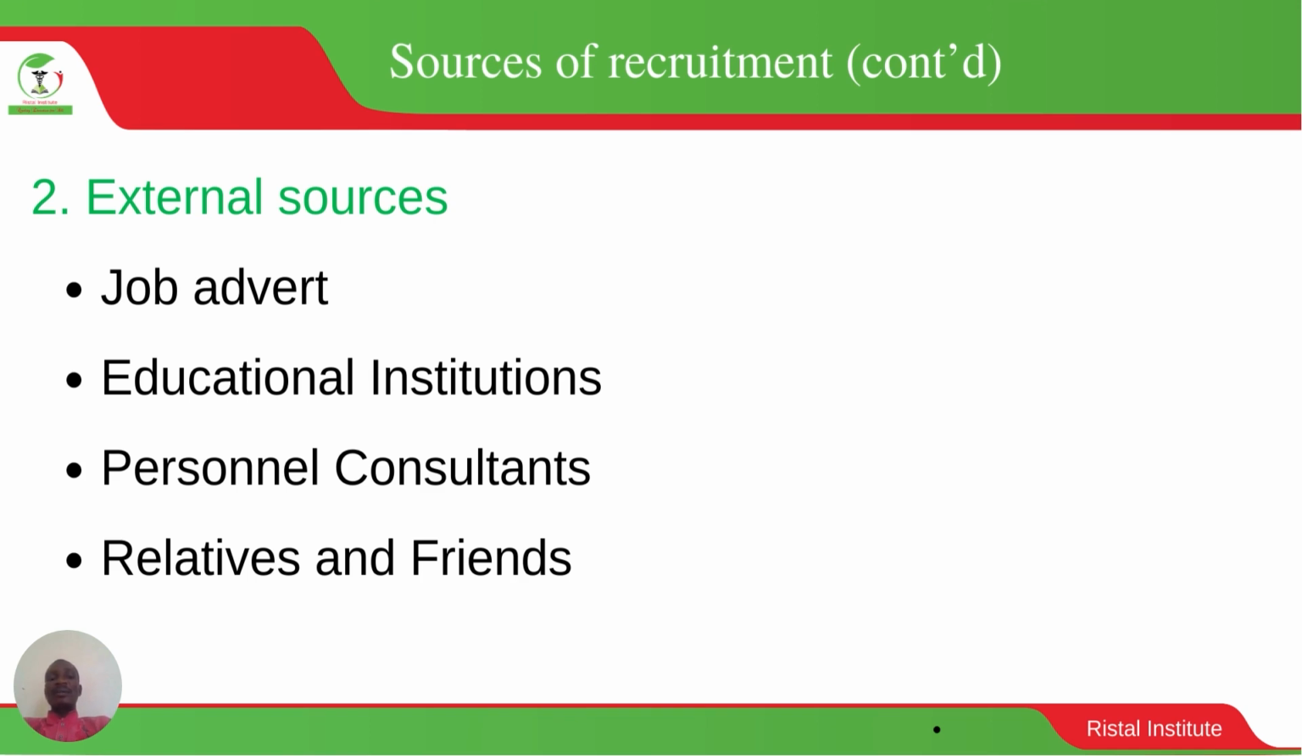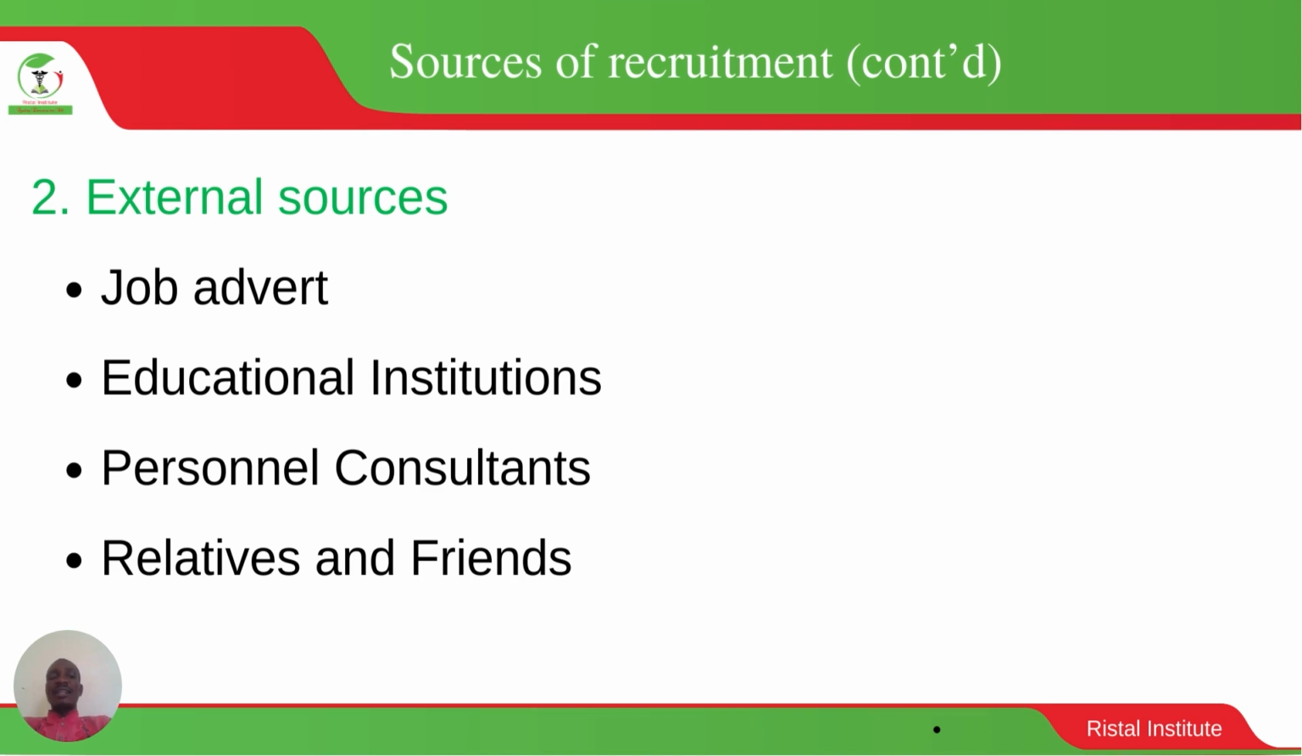The next one is educational institutions. This is where the organization goes to the universities to look for the most promising or best performing candidates or students, so that he or she will be taken to work for that particular organization. The next one is the personnel consultants. Personnel consultants are people who are experts in human resource matters, or they have businesses which run human resource activities. You come to them and they will give you people to do the work you want.